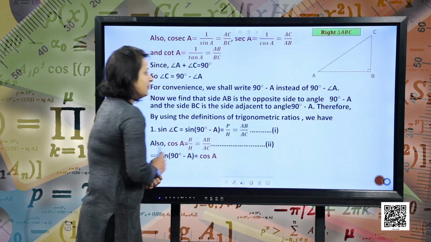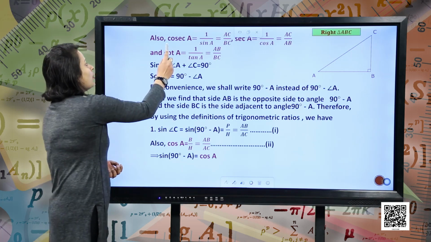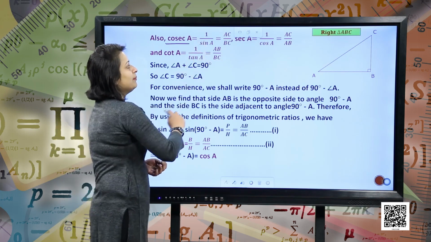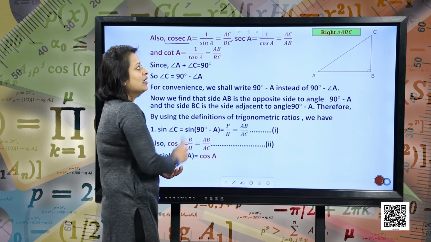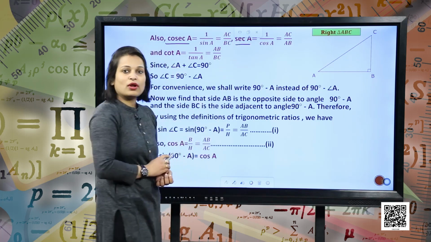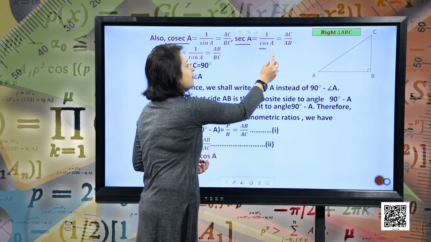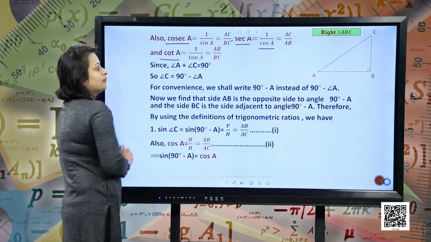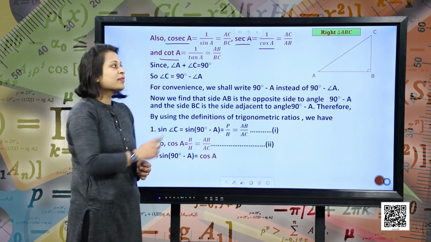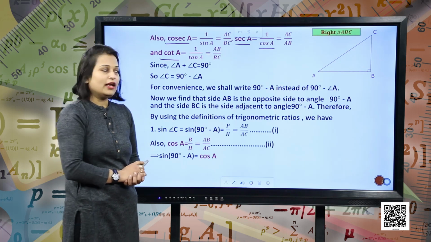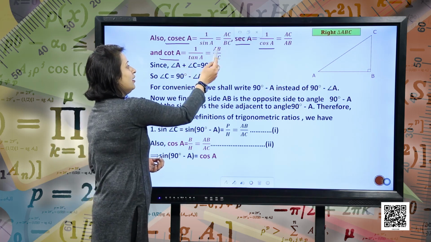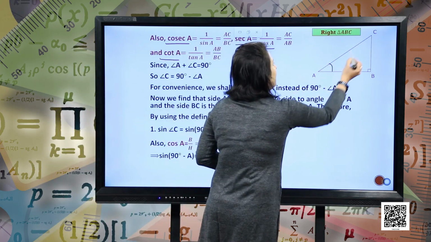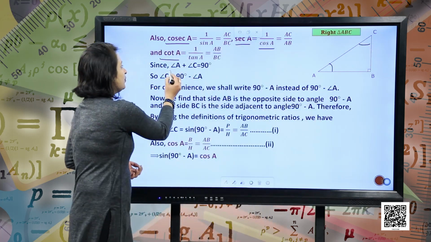Now what about the other three trigonometric ratios? Cosecant A is the reciprocal of sine A, so 1 upon sine A will be AC upon BC. Secant A is what? Reciprocal of cos A. So 1 upon cos A will give you AC upon AB, which is secant A. What about cot A? Cot A is the reciprocal of tan A. We have already calculated the value of tan A, so 1 upon tan A will give you cot A, so AB upon BC.